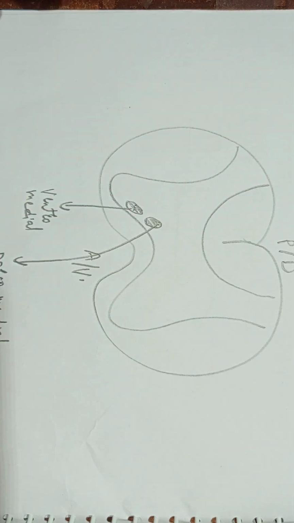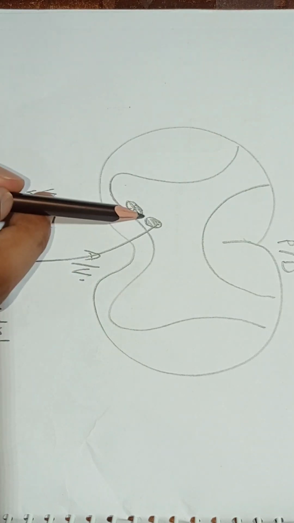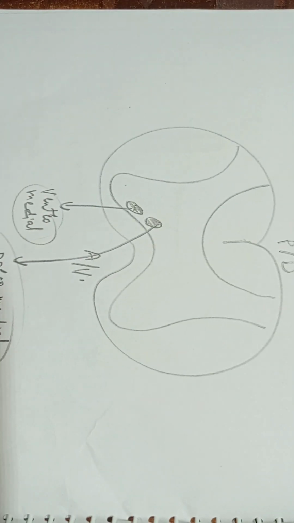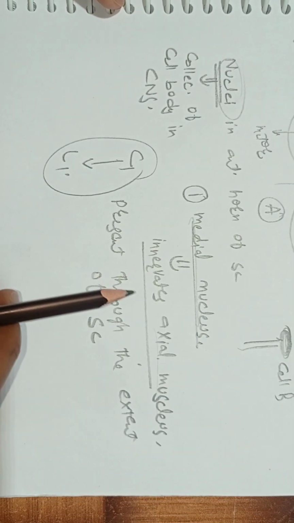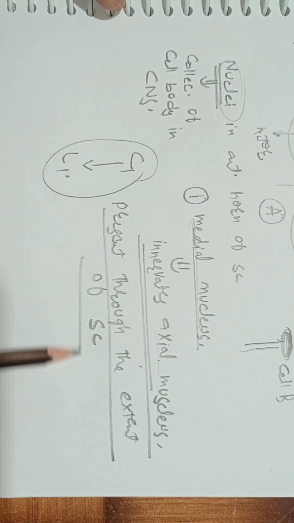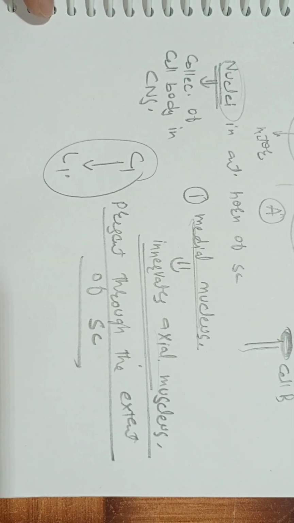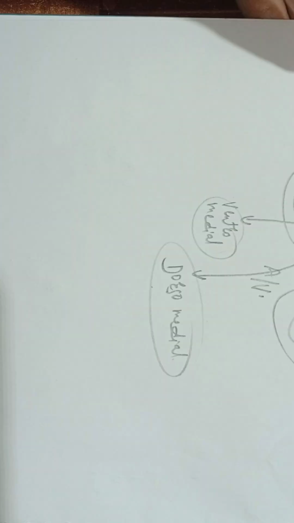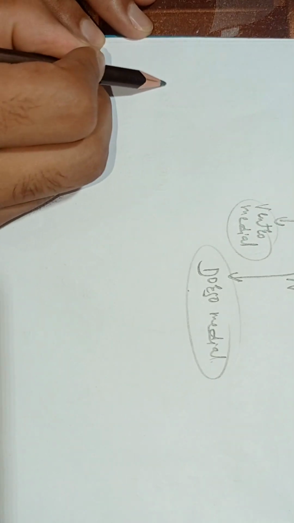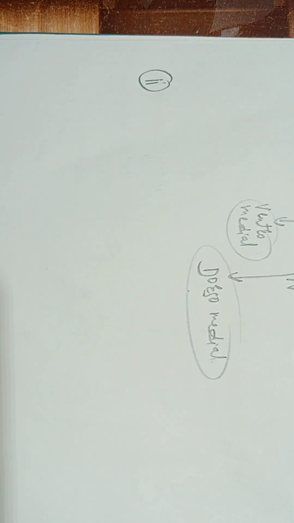Both these nuclei are present in the anterior horn: the ventromedial and the dorsomedial. What is the function of the medial nucleus? They innervate axial muscles and are present throughout the extent of the spinal cord.